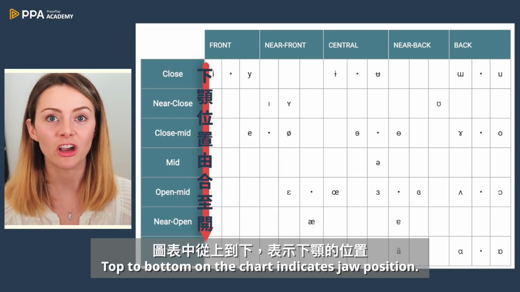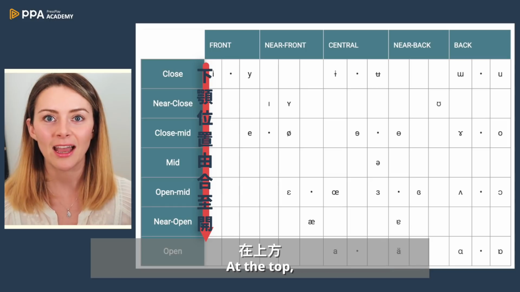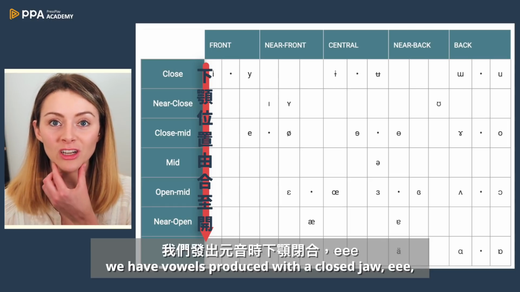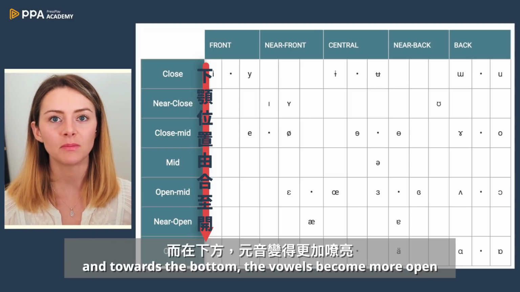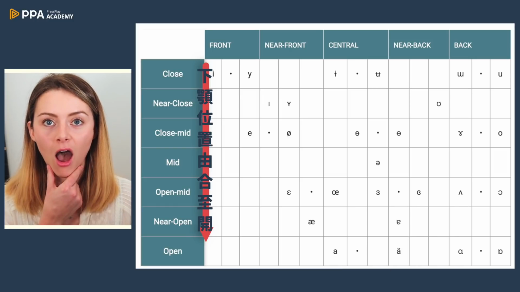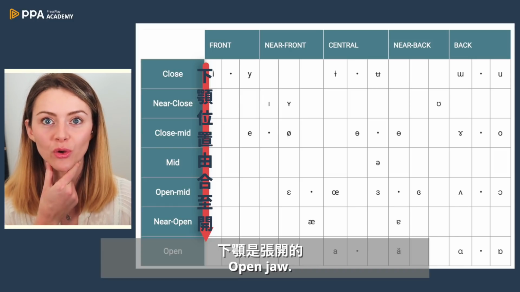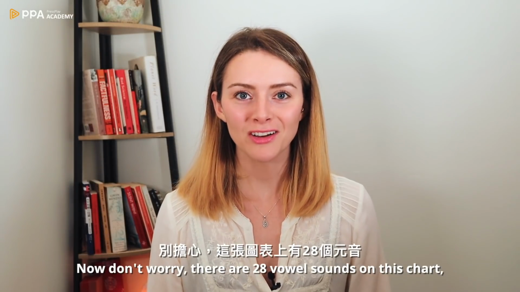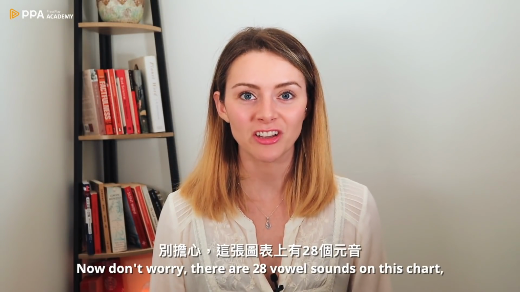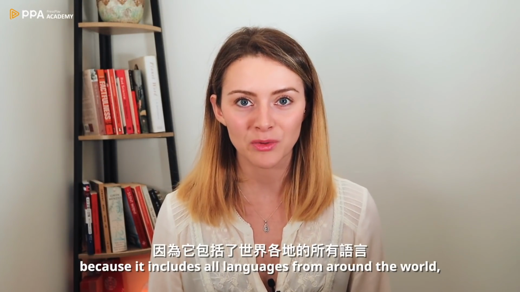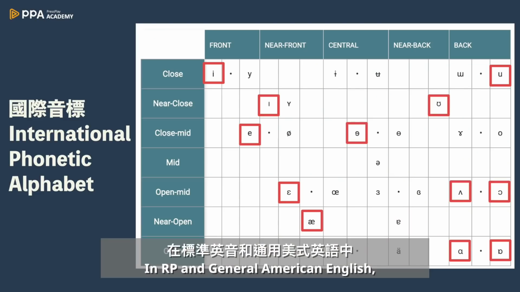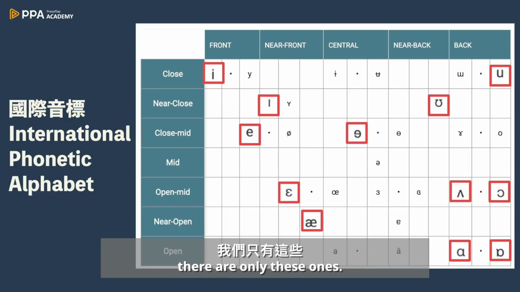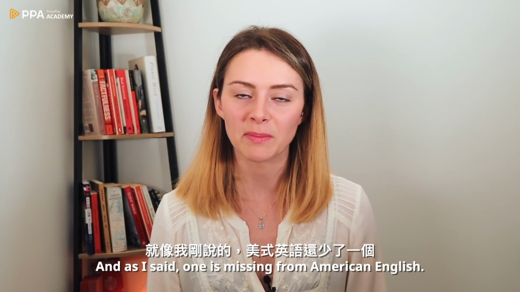Top to bottom on the chart indicates jaw position. At the top, we have vowels that are produced with a closed jaw, like E, and towards the bottom, the vowels become more open because the jaw is open. Ah, or, open jaw. Now, don't worry, there are 28 vowel sounds on this chart, and that's because it includes all the languages from around the world, so you don't need to learn all of them. In RP and in General American English, there are only these ones, just 12. And as I said, 1 is missing from American English.